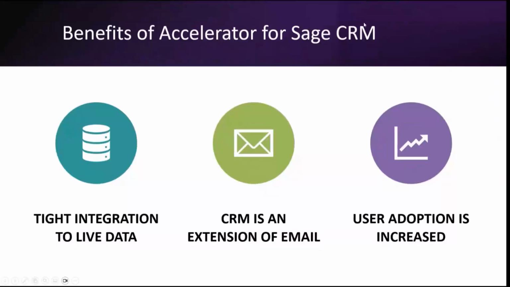So the benefits of Accelerator for Sage CRM, I think as you can see, there's a very tight integration to live data with your external links there. You can, for example, with an opportunity or a case, go straight into Sage CRM in context and process it through the workflow. CRM is very much an extension of emails, so there might be days that you will never go into full CRM. You might be filing emails, or you might be phone conversations, or just reviewing data. It's really, if we can get into workflow, that you might use those external links. But as you can see, CRM becomes an extension of email.